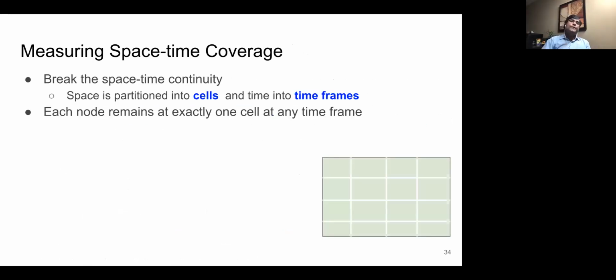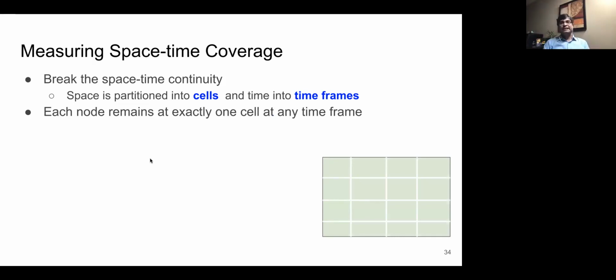Okay, so in order to achieve it, what we did is a space-time partition. Of course, space and time are continuous, and like most other systems, we cannot operate on state, time, and space in a continuous fashion. So you need to discretize it, right?